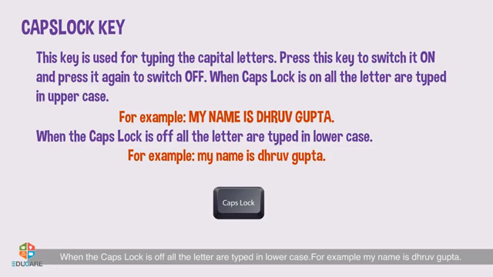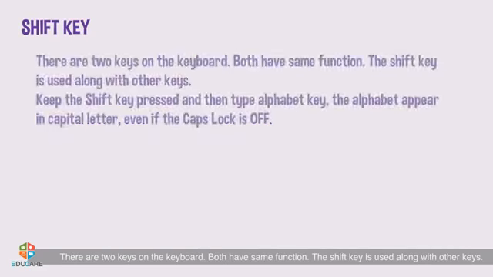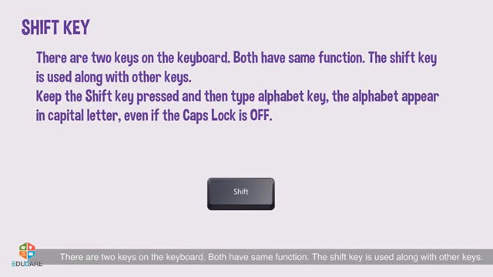Shift key. There are 2 Shift keys on the keyboard. Both have the same function. The Shift key is used along with other keys. Keep the Shift key pressed and then type the alphabet keys. The alphabets appear in capital letters even if Caps Lock is off.